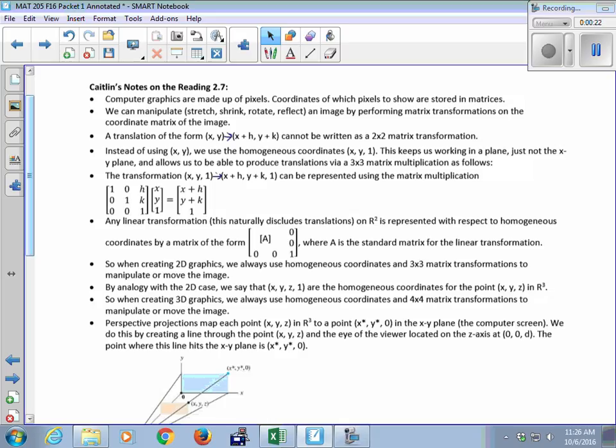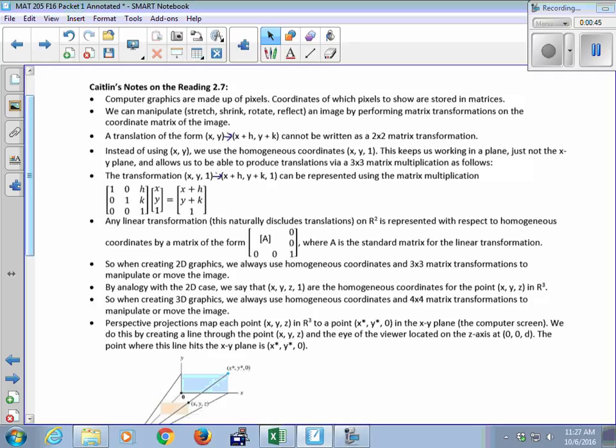So computer graphics are made up of pixels, and coordinates of which pixels to show are stored in matrices. And that's how you program a computer to display graphics. You can manipulate the graphics, like stretch it, shrink it, rotate it, reflect it, by performing matrix transformations on the coordinate matrix of the image.